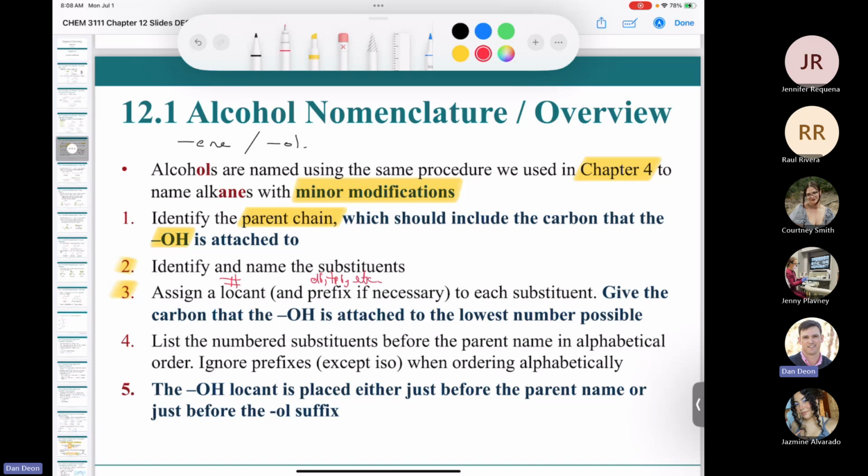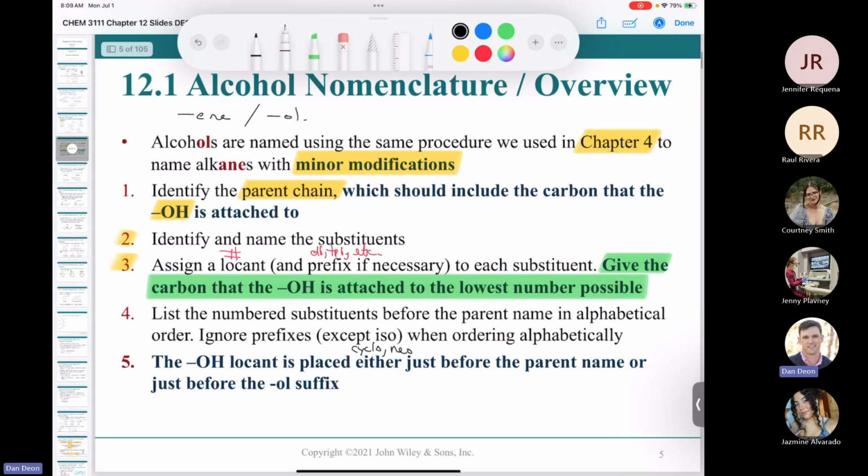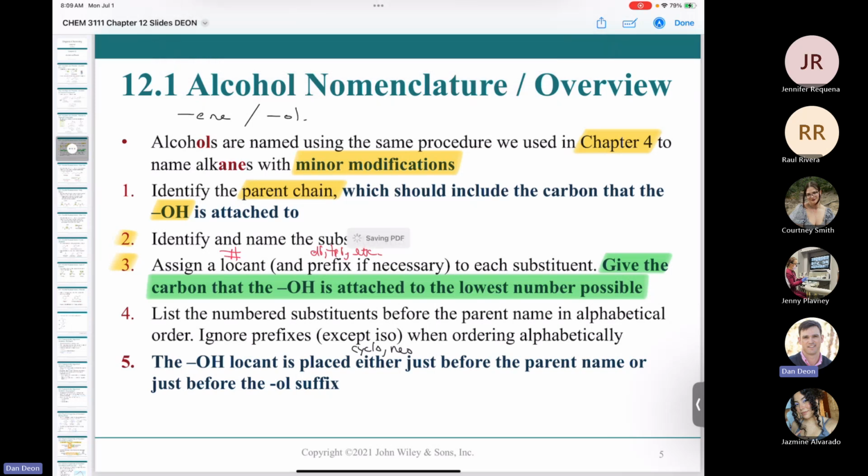So then, here's the important one. Give the carbon with the hydroxyl group the lowest number possible. And then you list the substituents before the parent in alphabetical order. You ignore prefixes except iso. What were the other two? Cyclo. Cyclo. I can't write this morning. And neo. And there you go. And then you can put the hydroxyl, the OH locant, just before the parent name or before the suffix.